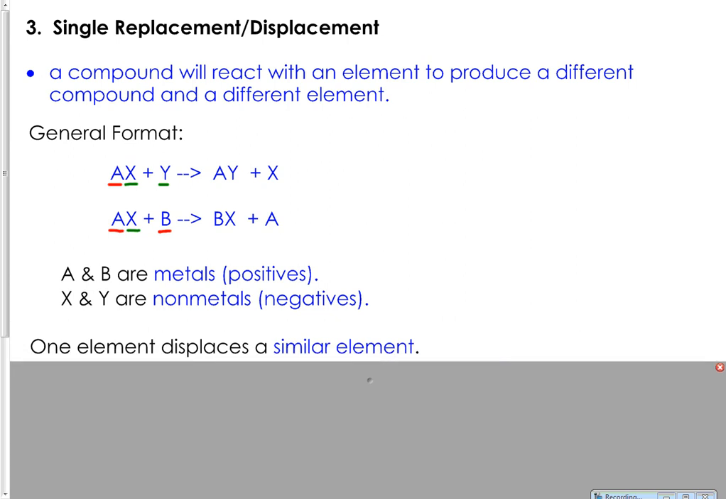So one element will displace a similar element. If you noticed, in our first reaction, I'll call this one number 1, Y took the place of X, and X and Y were both nonmetals, similar elements. In our second reaction, reaction 2, B took the place of A, B replaced A, and A and B were both positives or metals. So that's what's going to happen in this type of reaction.